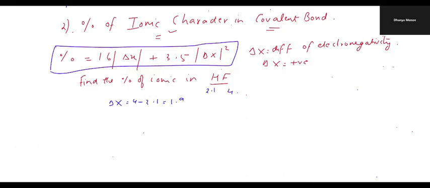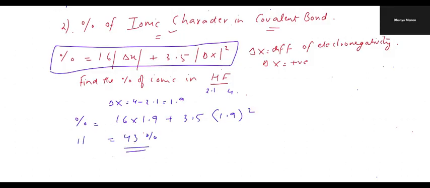Now, if you know delta X, you can use this in the formula. Percentage is equal to 16 times 1.9 plus 3.5 times 1.9 the whole square. So this will come to 43%. So this particular compound HF has 43% of ionic character, but more of covalent character. So only 43% of the ionic character.